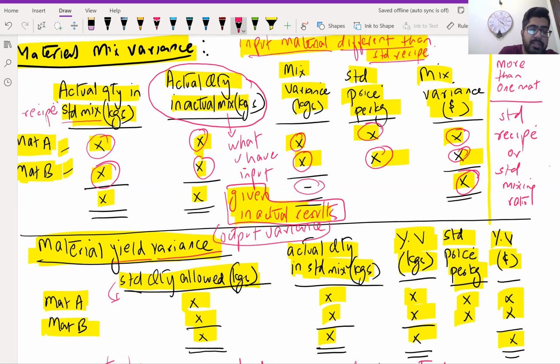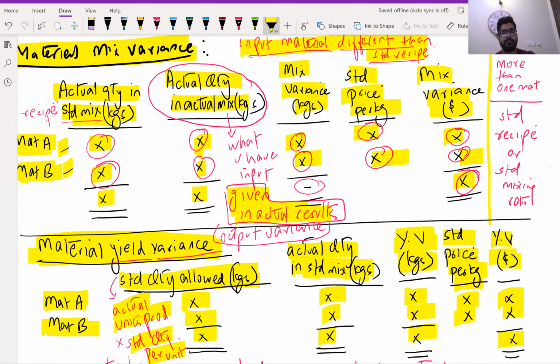This column, standard quantity allowed, whatever is allowed by the management, is calculated as follows: actual units produced into standard quantity per unit.